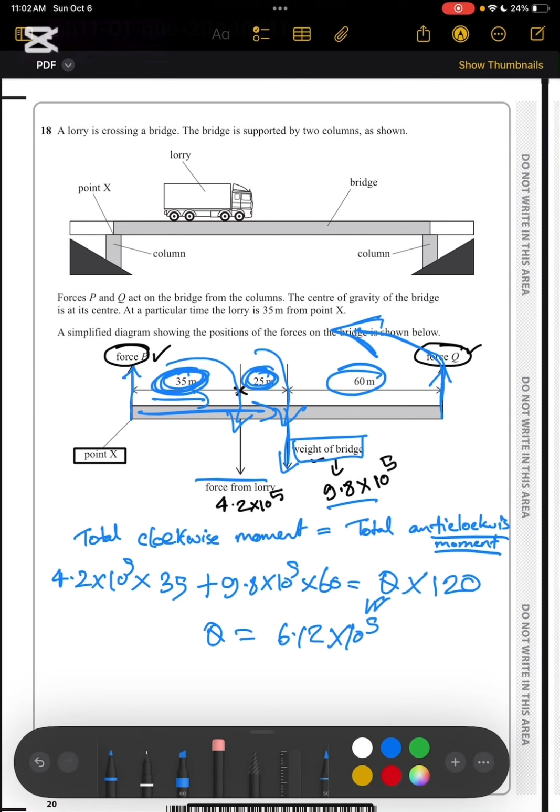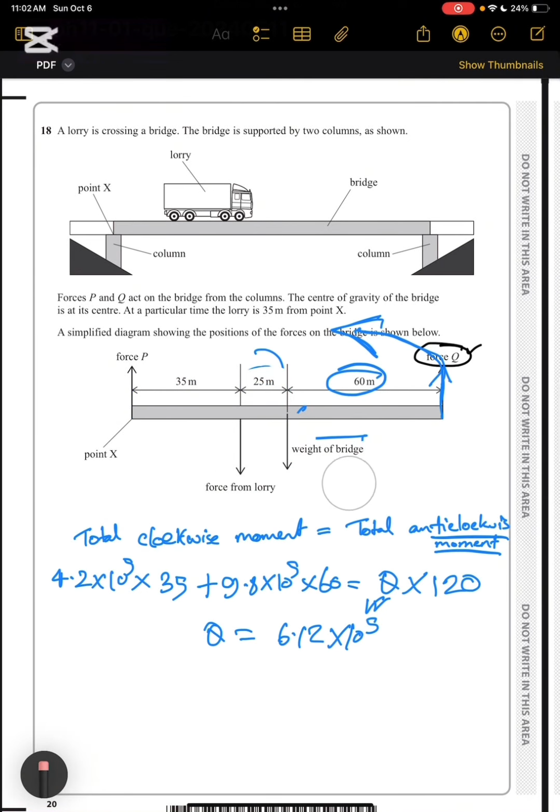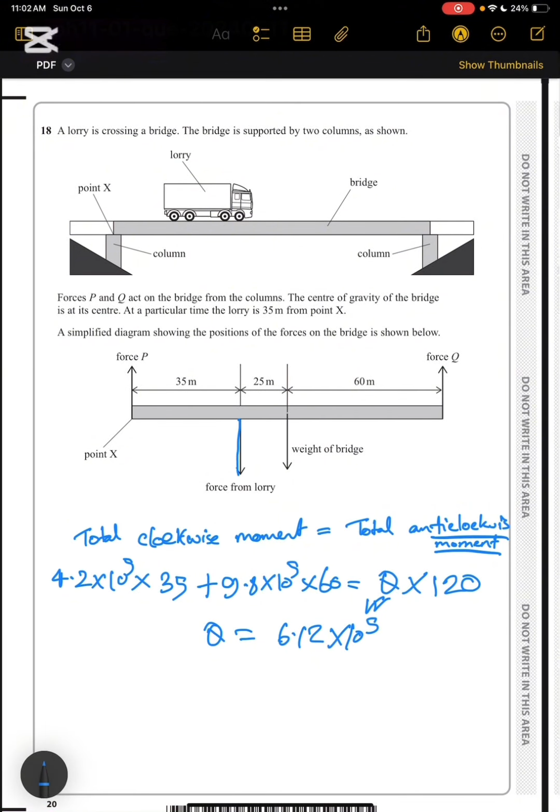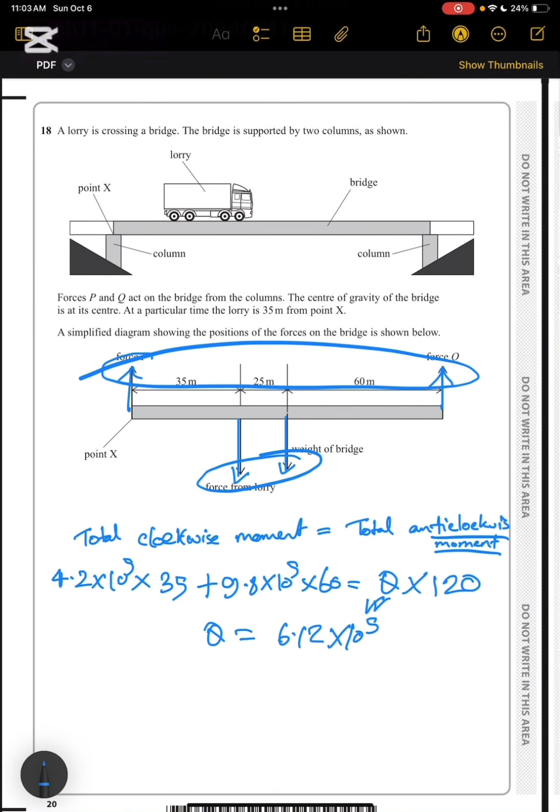Now we have to find out the P. If you look more closely into this question, we can see that these two forces are acting downward and these two forces are acting upward. So as the bridge is in equilibrium, these two downward forces must be equal to these two upward forces. These two downward forces were this and this. These two must be equal to force P and Q. We have the force Q, so we have to find the force P. So first of all, we have to add these two values.